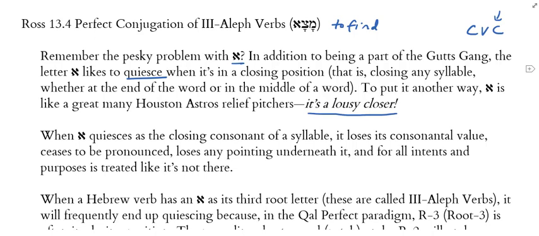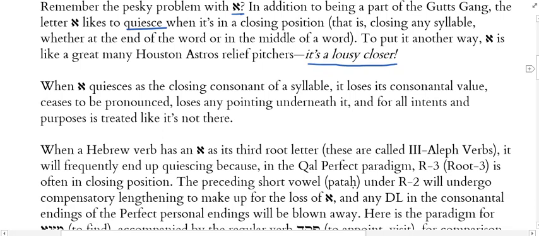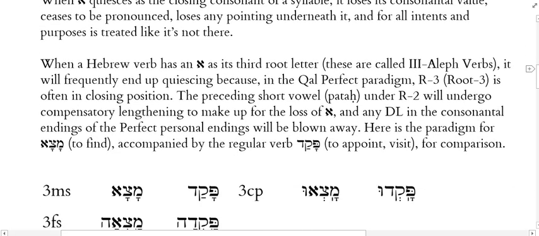So, it doesn't literally disappear. But here's what happens. When aleph quiesces as the closing consonant of a syllable, it loses its consonantal value. You don't pronounce it as a consonant. It ceases to be pronounced altogether. Any vowel pointing it had, it loses, because we're not treating it as a consonant anymore. For all intents and purposes, it's treated like it's not there, even though it is written in the Hebrew writing system.